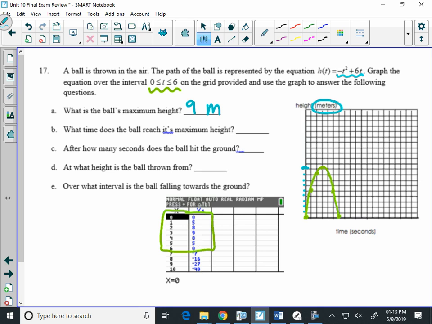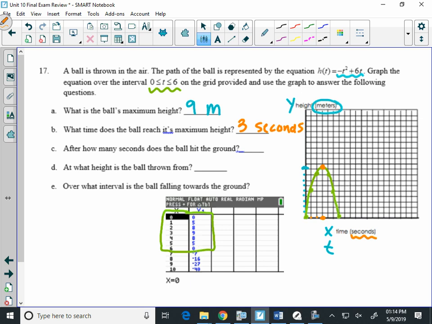B says, what time does the ball reach its maximum height? Okay? Well, y is representing how high it went. X or t is representing how long it took to get there. Again, here's our maximum height. Go count and see what x value is there. And the x value is 1, 2, 3. So it took 3 seconds for that ball to reach its maximum height. And again, time was being measured in seconds.